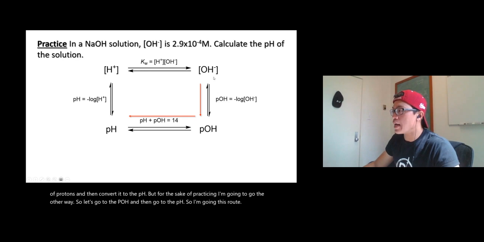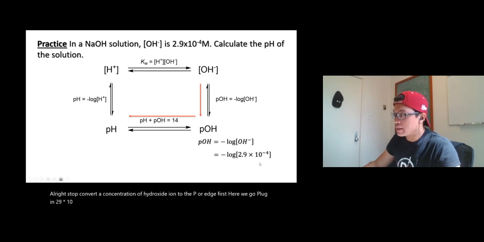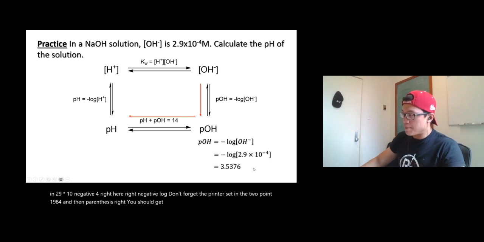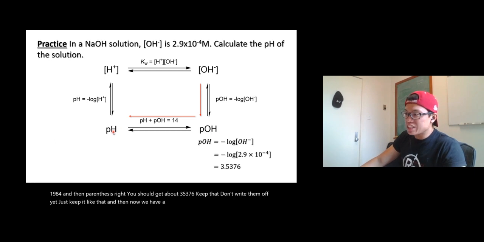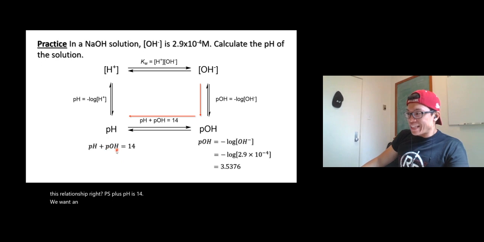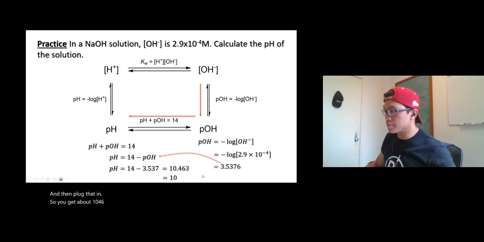So convert concentration of hydroxide ion to the pOH first. Plug in 2.9 times 10⁻⁴ right here. Negative log. Don't forget the parentheses around 2.9 times 10⁻⁴. You should get about 3.5376. Keep that. Don't round it off yet. Now we have a pOH. Convert it to the pH using this relationship. pH plus pOH is 14. We want to know pH, so I'm going to move pOH to the right side and plug that in. So you get about 10.463, and that is about 10.5.